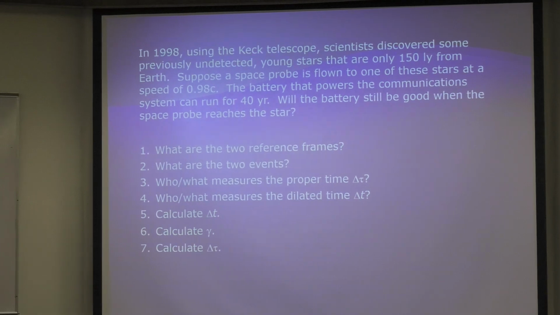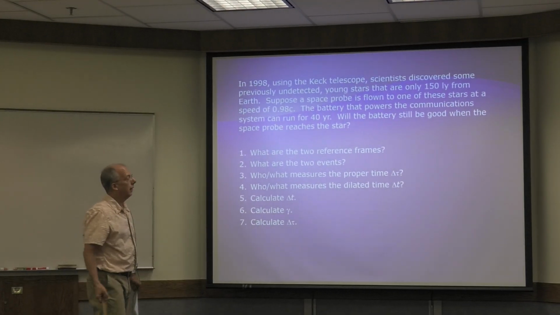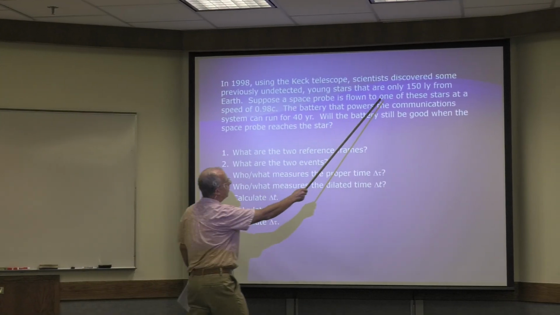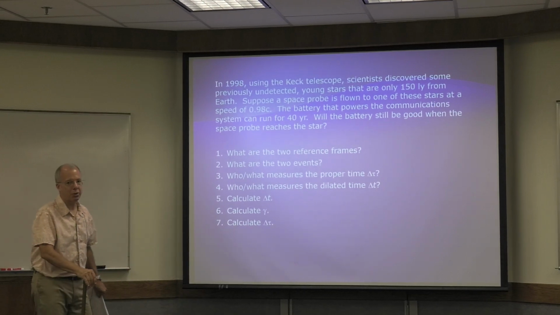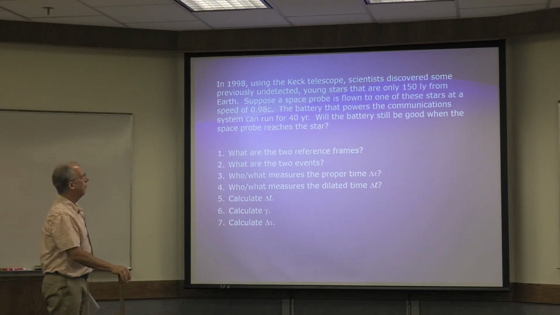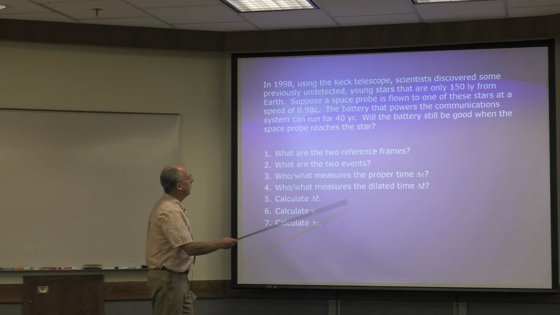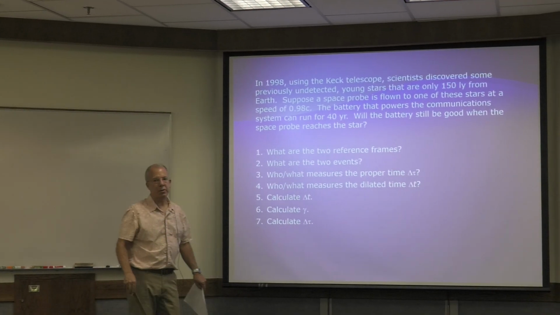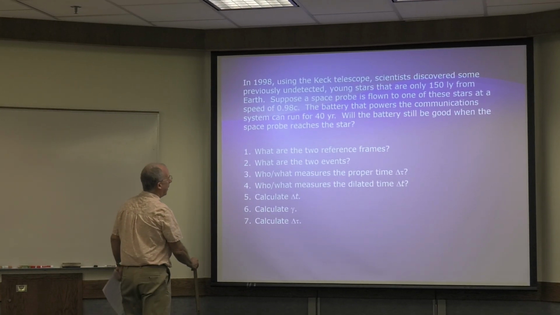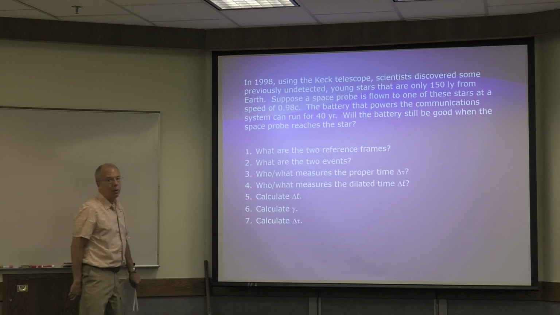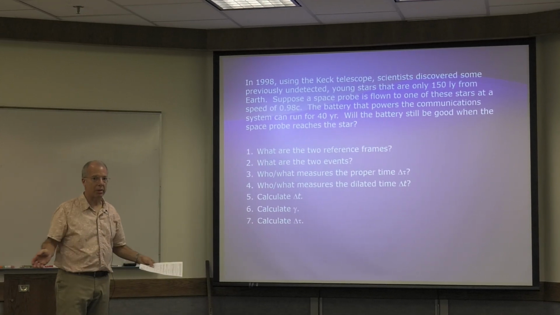Okay, now, what would Isaac Newton say? Well, come on, it's 150 light years away, so that means it's going to take light 150 years to travel from the star to Earth. 150 years, right? But the battery can only live for 40 years. So Isaac Newton would say, absolutely not. The battery will not be good when the probe reaches the star. That's what Isaac Newton would say.